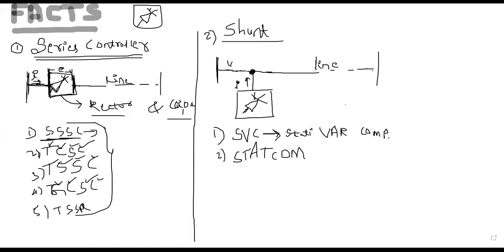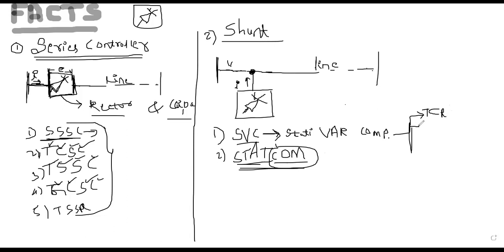So the shunt controllers are the SVC, that is static VAR compensator, and another one is STATCOM, static compensator, or static shunt compensator. So in the SVC, what are we going to use? We are going to use the thyristor controlled reactor, TCR.